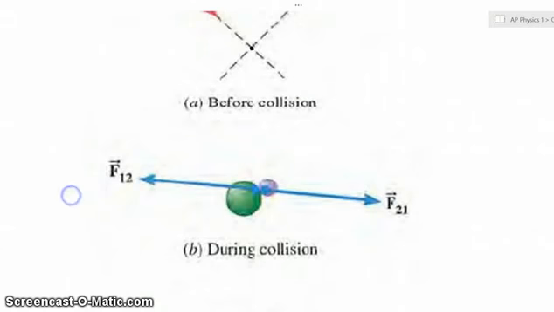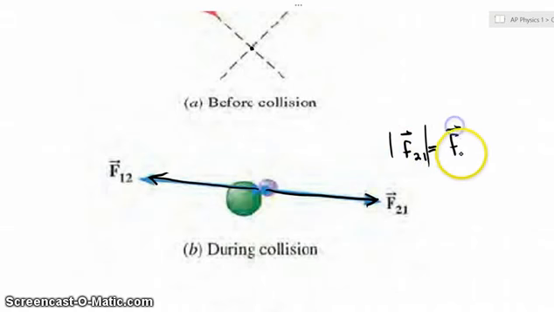During the collision, there's going to be a very large force from mass 1 acting on mass 2, and that force will be in the right direction. And there's also going to be a force from mass 2 that's acting on mass 1. That's going to be over towards the left. And those forces, by Newton's third law, have to be equal and opposite to each other. So the magnitude of those two forces is the same.